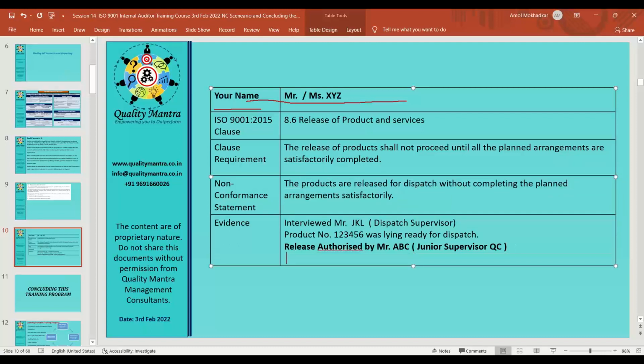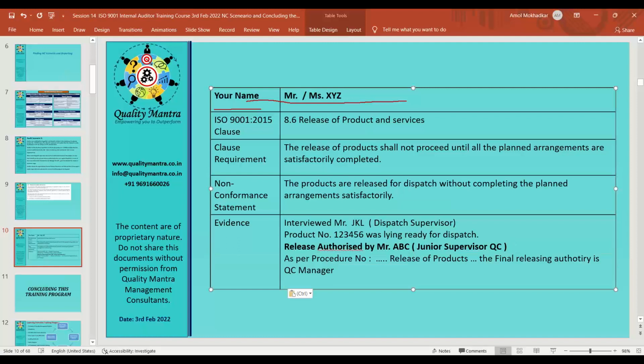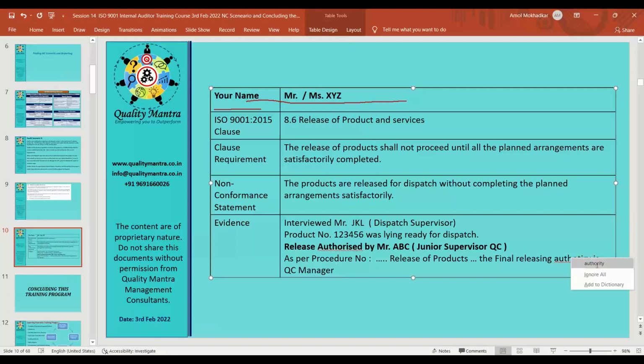that is not the non-conformance. Okay, ये इन्होंने नहीं किया. It should have been done by QC manager, but it has been done by junior supervisor. That is the NC. So where it has written कि QC manager को करना है, ISO में तो नहीं दिया हुआ है. That's why you give here कि procedure number so and so, name so and so, the final releasing authority is QC manager. You are mentioning here. Now your NC is complete. Okay, this is how your NC is complete.